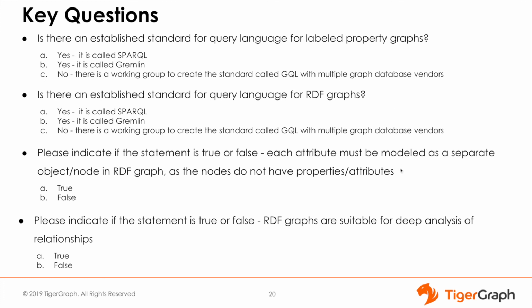Please indicate if the statement is true or false. Each attribute must be modeled as a separate object or node in an RDF graph, as the nodes do not have properties or attributes. And finally, please indicate if this following statement is true or false. RDF graphs are suitable for deep analysis of relationships.